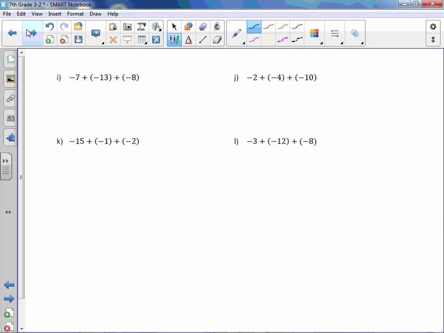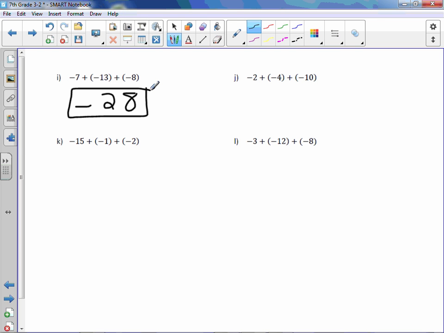You can also add multiple numbers as well. So -7 plus -13 plus -8. I still have 7 negatives, 13 negatives, 8 negatives. I have all the same sign. We add them all together and keep the sign. Well, 7 and 13 make 20. 20 and 8 make 28. So this is -28.